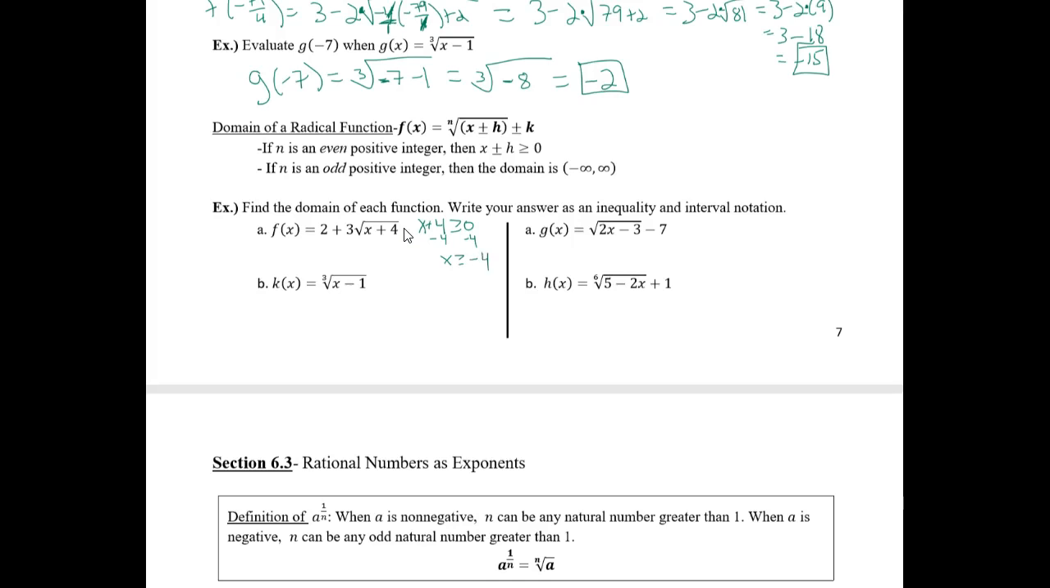Our question asks us to write it as an inequality. So there's our inequality, and in interval notation. So if it helps you, you can make a number line. And I want all the values greater than or equal to. So equal to, I'm going to use a bracket. Greater than, I'm getting bigger, I shade up to the right. So my interval notation is from negative 4 up to infinity.